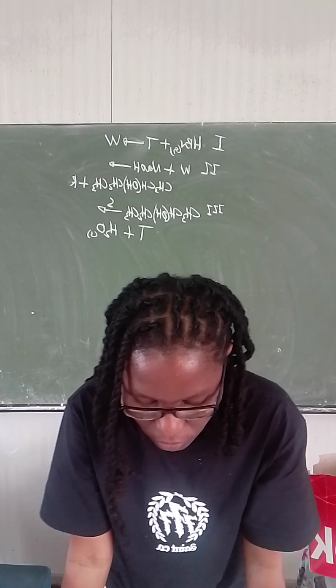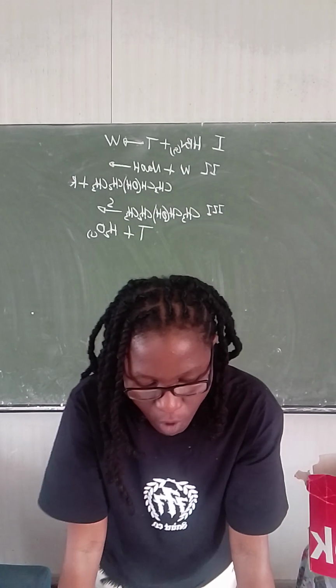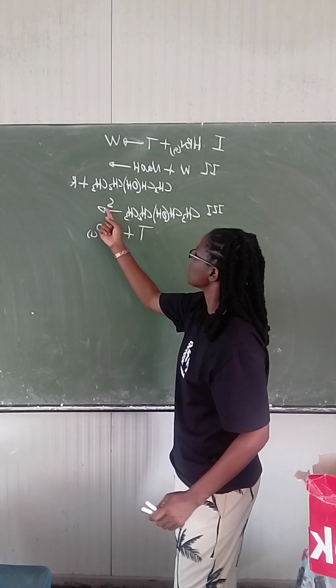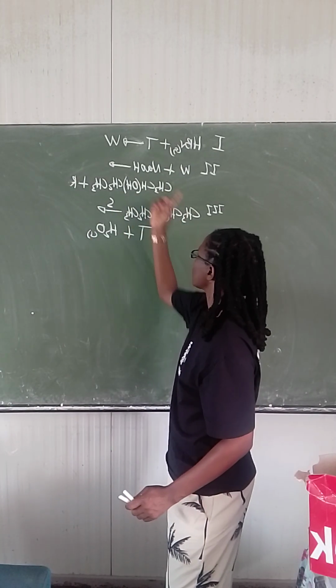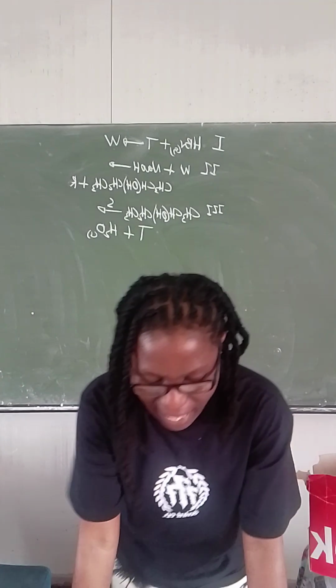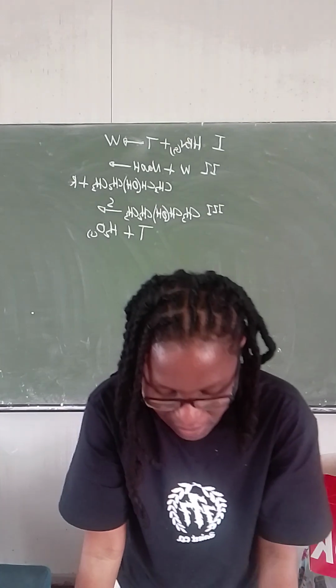And then 4.1.4, write down the name or formula of Q. So Q, we can see that this one is what? It is a catalyst which was added so that we can speed up the rate of reaction. So the correct answer for 4.1.4 is H2SO4, or sulfuric acid.